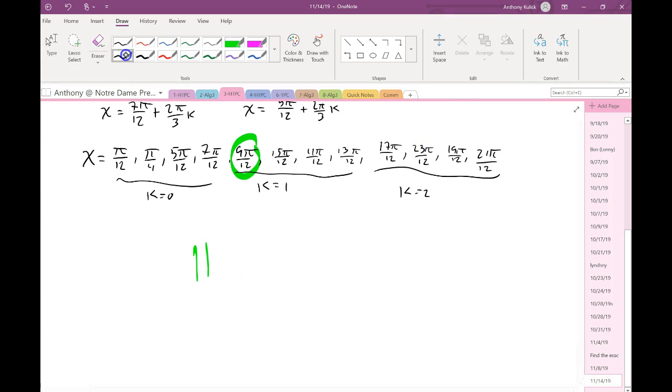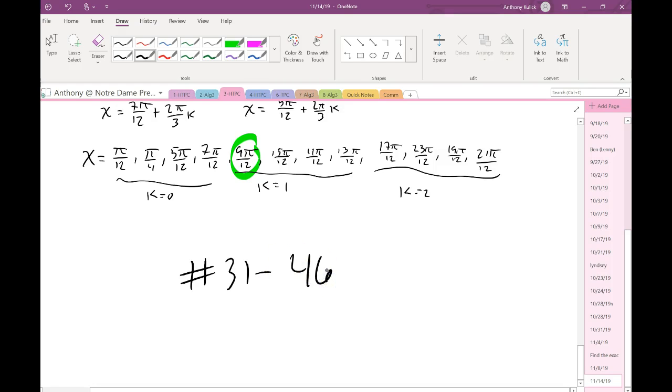What I'd like for you guys to do for me next time is to do 31 to 46. Beware of the factoring problems in there. There are several that need to be factored.